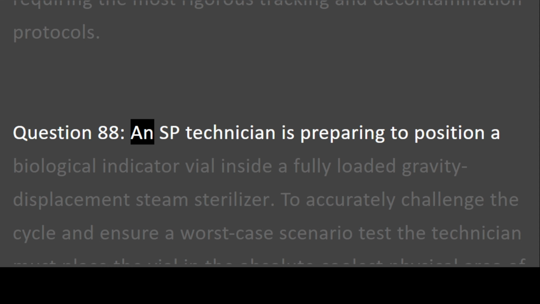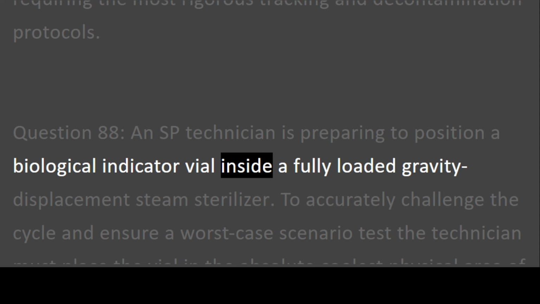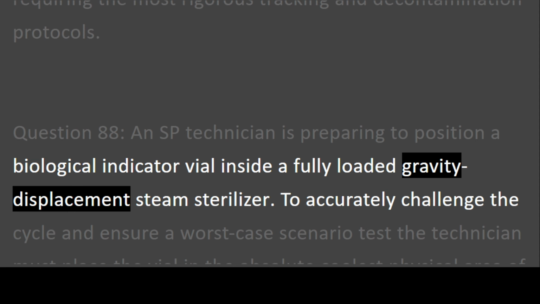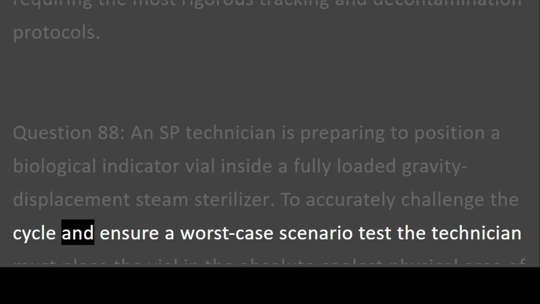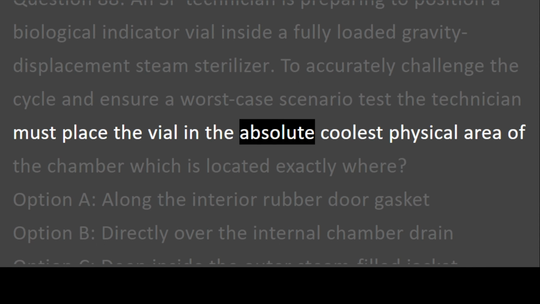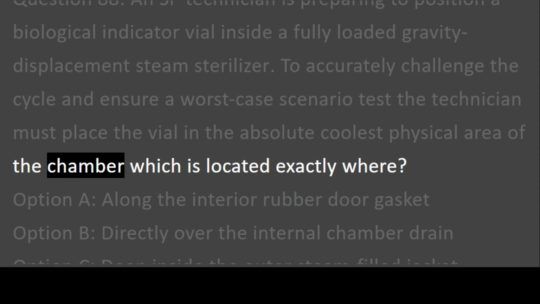Question 88. An SP technician is preparing to position a biological indicator vial inside a fully loaded gravity displacement steam sterilizer. To accurately challenge the cycle and ensure a worst-case scenario test, the technician must place the vial in the absolute coolest physical area of the chamber, which is located exactly where?